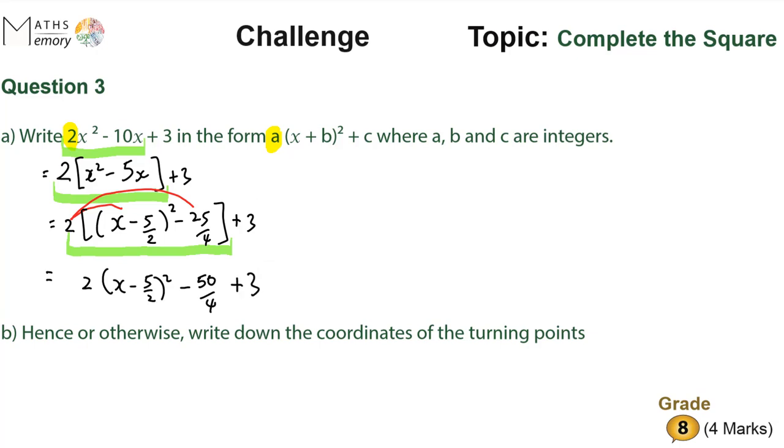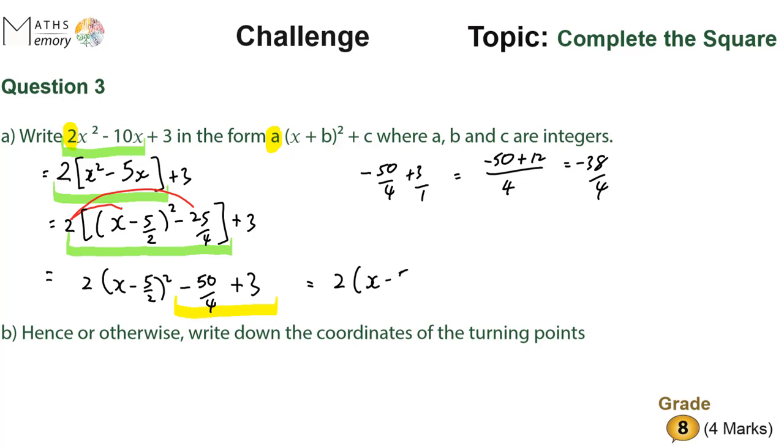Now we want to obviously get a nice number after this, like we did before, simplify these two. So we're going to look at this and say to ourselves, minus 50 over 4 plus 3 over 1. So this should give us a big common denominator of 4, minus 50 plus 12, which is minus 38 over 4. We'll simply link it on now to what we had over here before. So this will give us a nice final answer of x minus 5 over 2 squared minus 38 over 4.